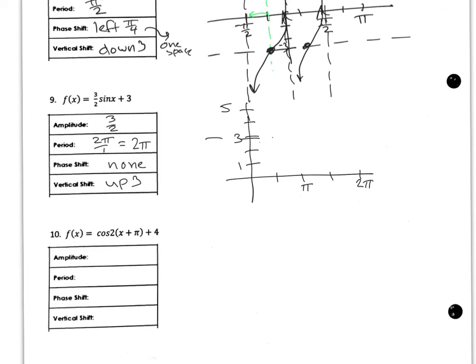Moving it up 3 means we need this line. Okay, sine. Sine has a 0 in the beginning, the middle, and the end. Sine's going to go up a space and a half between the first 2 zeros and down a space and a half between the other 2 zeros.